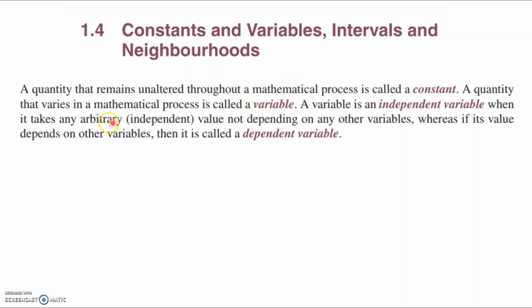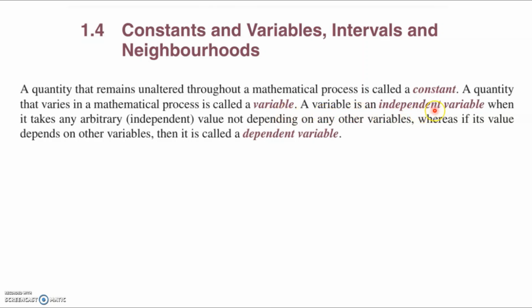So, what is a constant? A quantity that remains unaltered throughout a mathematical process is called a constant. That means a constant is a number that does not change. It remains the same throughout the mathematical process. Then a quantity that varies in a mathematical process is called a variable. That which varies is called a variable.